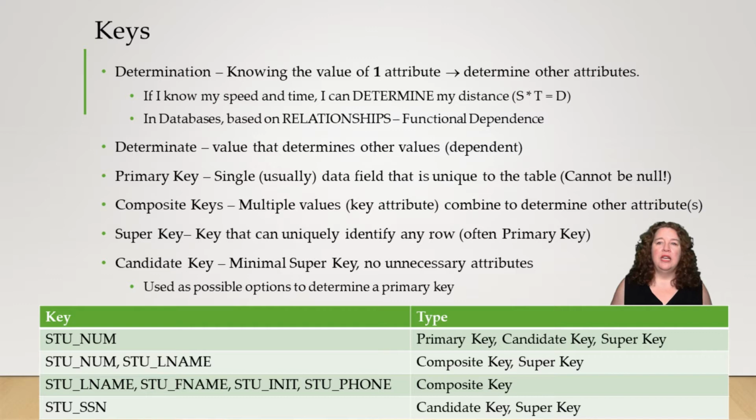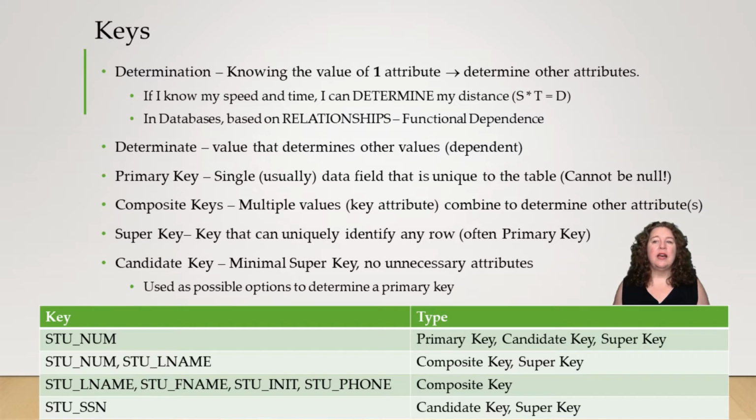When we make a key, we're going to use determination, which is simply knowing the value of one attribute, which will determine the other attributes. If I tell you my key is 6, you can then go into the database and say, where is key 6? Oh, it's this record. And I can get all the other attributes that go along with it. The purpose of keys is to be able to do that. So any type of key that we're going to use is going to allow us to determine other pieces of information because we know that key. It's kind of how a key works. If you know the key, you can get the information out.